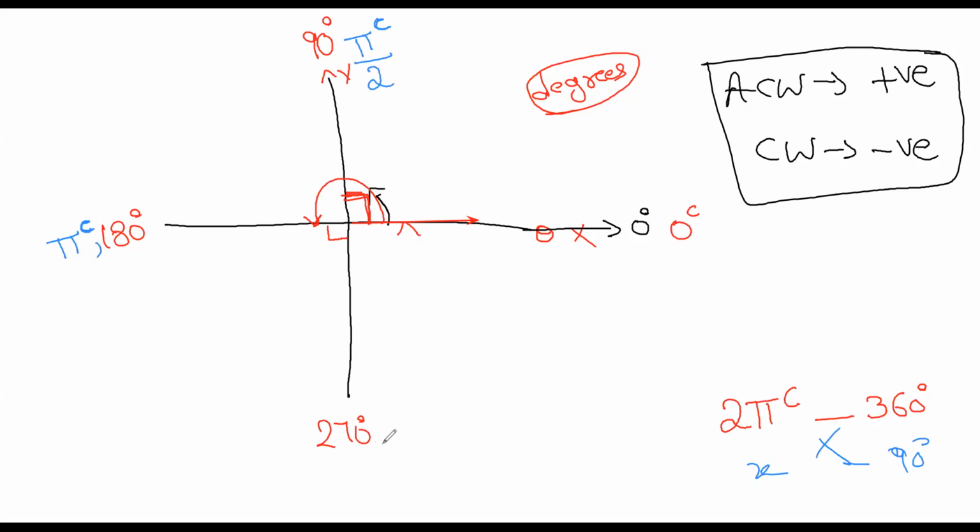Now 270 degrees. How to represent 270 degrees in radians? It is nothing but pi plus pi by 2. What is pi plus pi by 2? 3 pi by 2. So wherever you see 3 pi by 2, it means 270 degrees. Now 0 degrees again, when you come to 360, that is 2 pi radians.